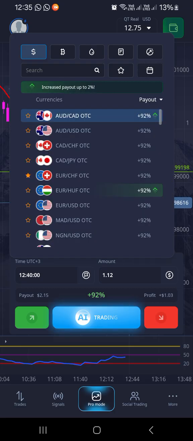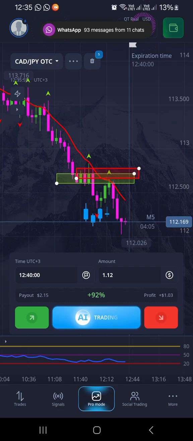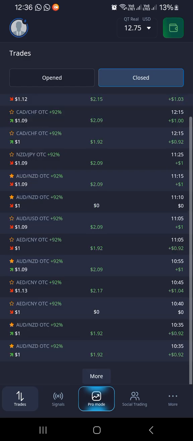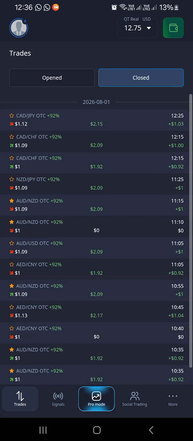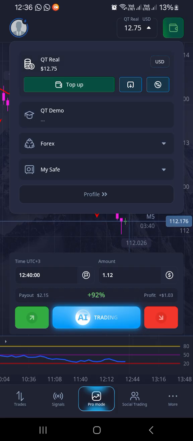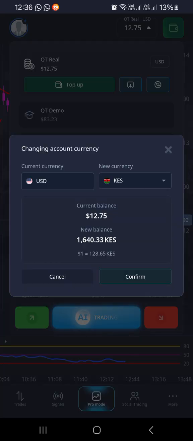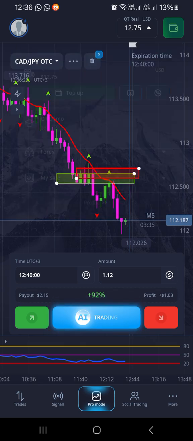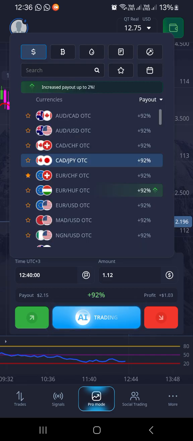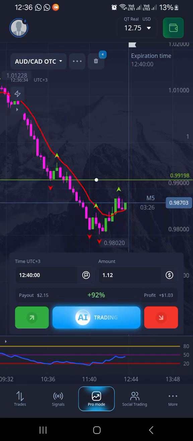I have had a very fantastic session, even though I overtraded. I think I overtraded today, guys, because I had a very small account. I had only $2, but now we are at $12.75. I think this is about 1640 Kenyan shillings, guys. Remember, trading is very risky. I'm doing this for educational purposes and based on what I know in the financial markets.